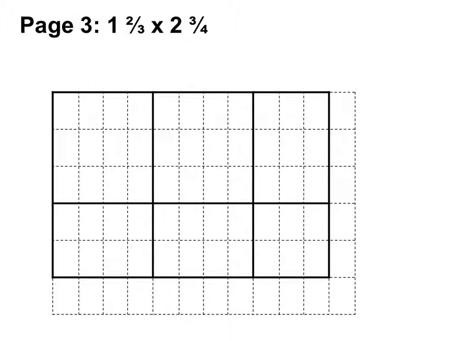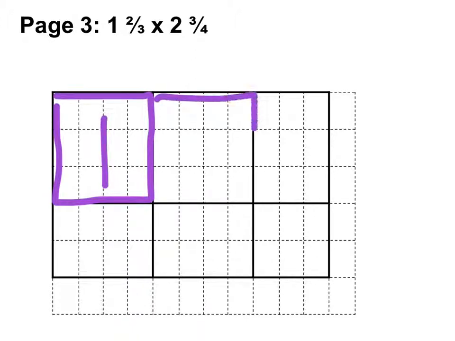Okay, so let's actually find the area of this rectangle. So I have my 1 2/3 by 2 3/4. So the multiplication is going to be the area of that rectangle. So looking at my bold, I know that this is actually 1 by 1. So this has an area of 1. This one also has an area of 1.